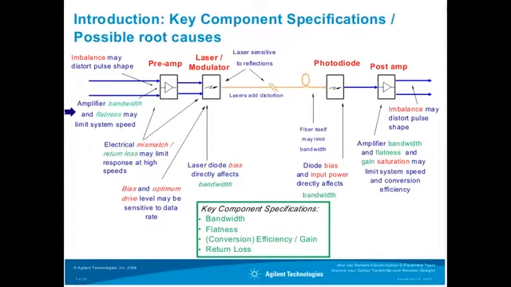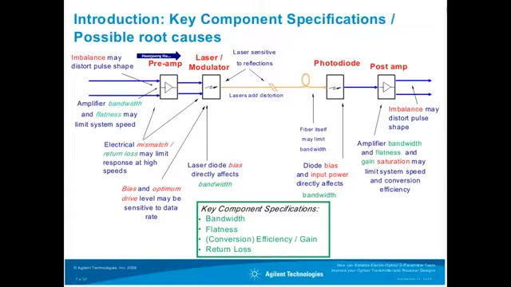For instance, an amplifier's bandwidth and flatness imperfection might limit the system speed. Then if you have a preamplifier which has a very bad matching to the laser, you really have some reflections, which also have an impact on the clarity of your eye.